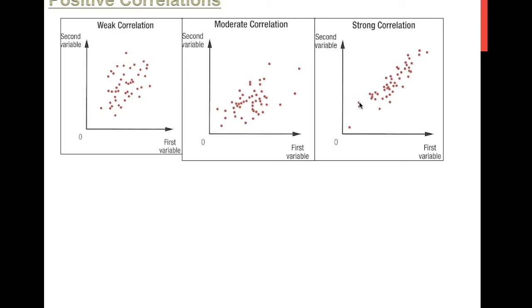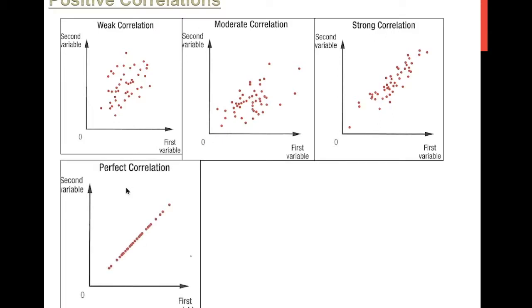But in this one, the points are even closer together. So we'll say this is a strong positive correlation. And finally, this is a perfect positive correlation, starting from the bottom going to the top, all in a perfect straight line.